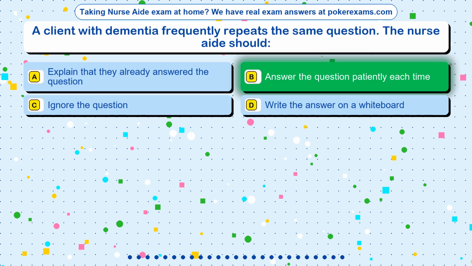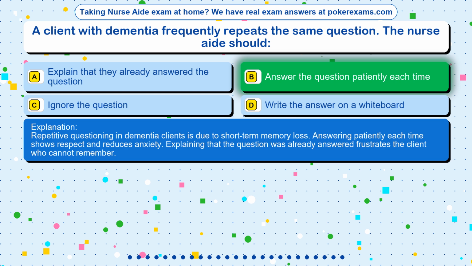The correct answer is option B, answer the question patiently each time. Repetitive questioning in dementia clients is due to short-term memory loss. Answering patiently each time shows respect and reduces anxiety. Explaining that the question was already answered frustrates the client who cannot remember.